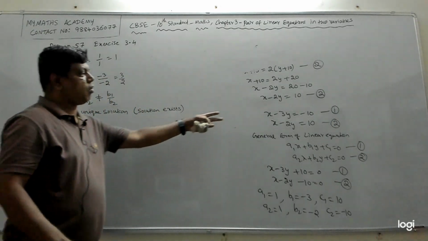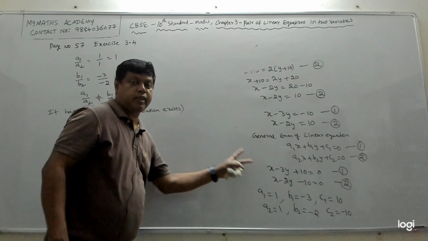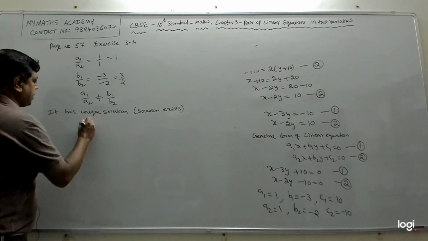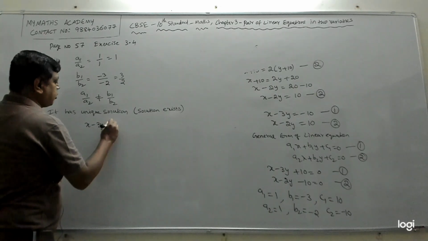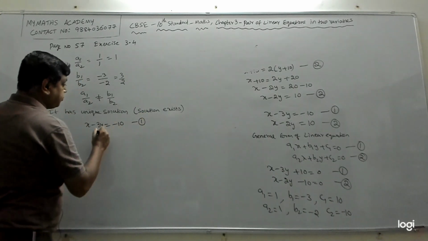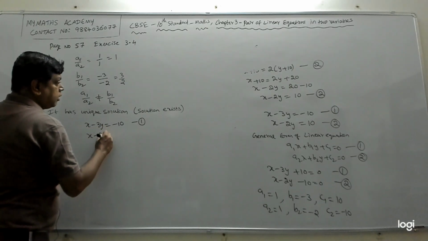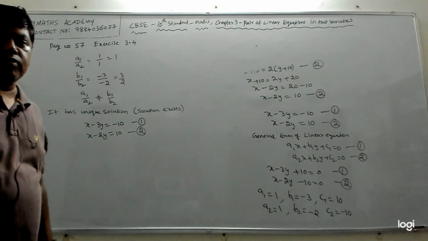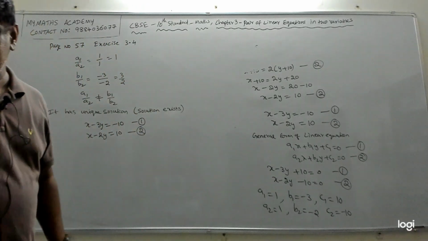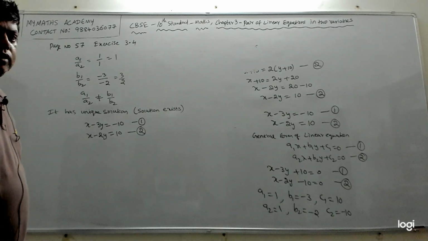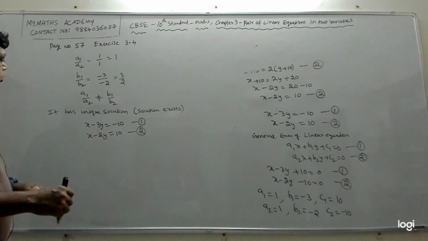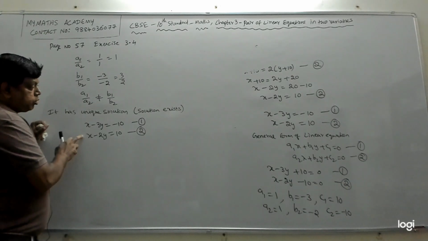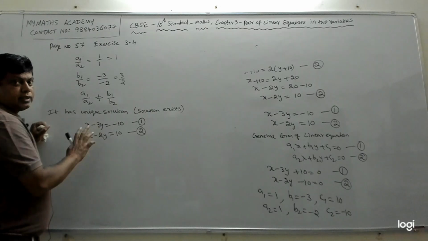Now let's go back to this form. This form we will write to check the ratio. Then to solve, we will take this form. That will be x minus 3y equal to minus 10, first equation. X minus 2y equal to 10, second equation. Now we have to solve them by the elimination method. Fine. Now to do that, we have to check whether the coefficient of x is the same in both the equations, or the coefficient of y is the same. In one of them it should be the same.